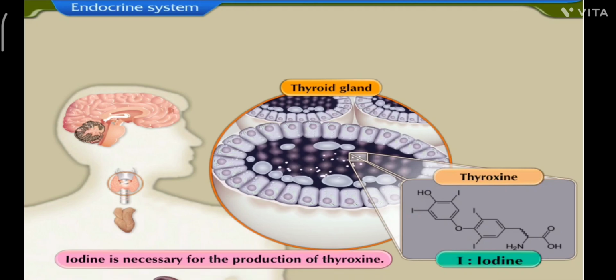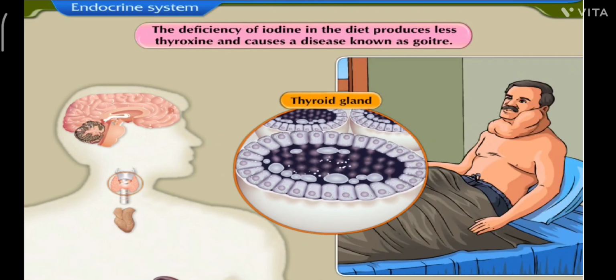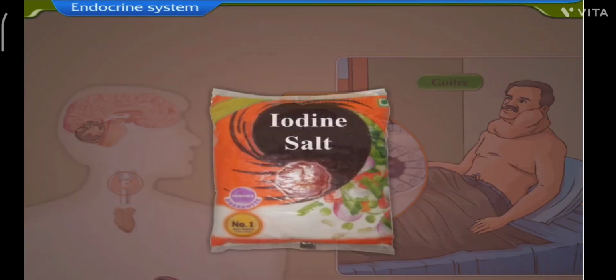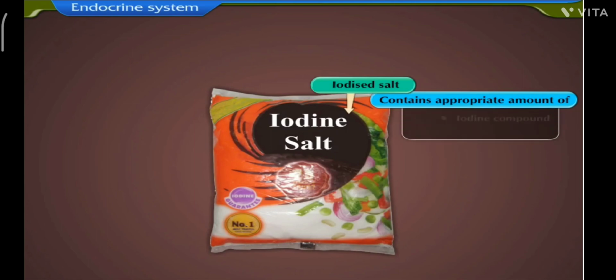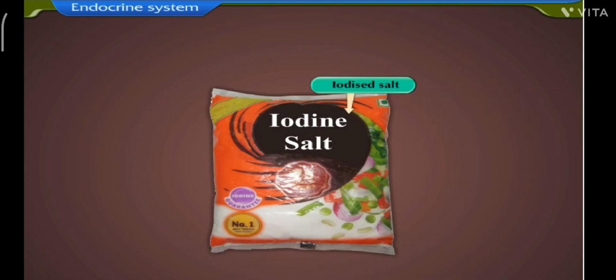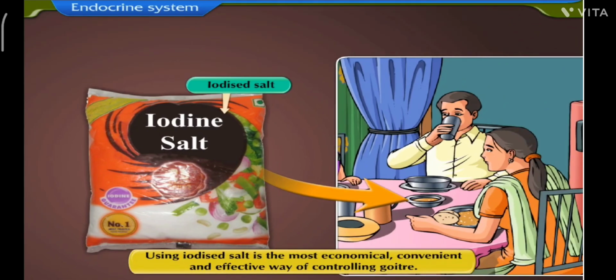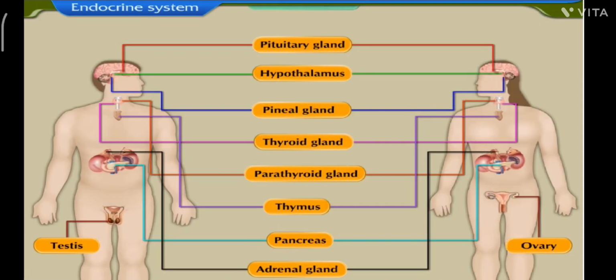Iodine is necessary for the production of thyroxine. The deficiency of iodine in the diet produces less thyroxine and causes a disease known as goiter. The iodized salt contains an appropriate amount of iodine compound, potassium iodide, which can provide the necessary iodine. It is the most economical, convenient and effective way of controlling goiter. The endocrine system effectively controls coordination through the hormones secreted by various endocrine glands. Let us proceed to explore how the hormones bring about chemical control in human beings.